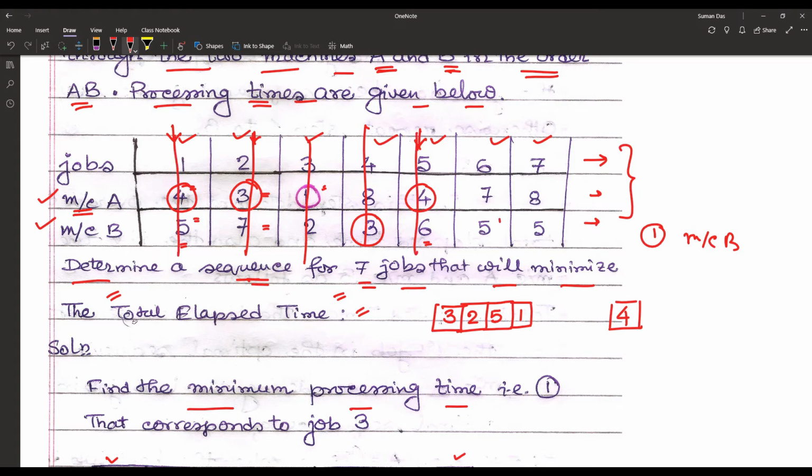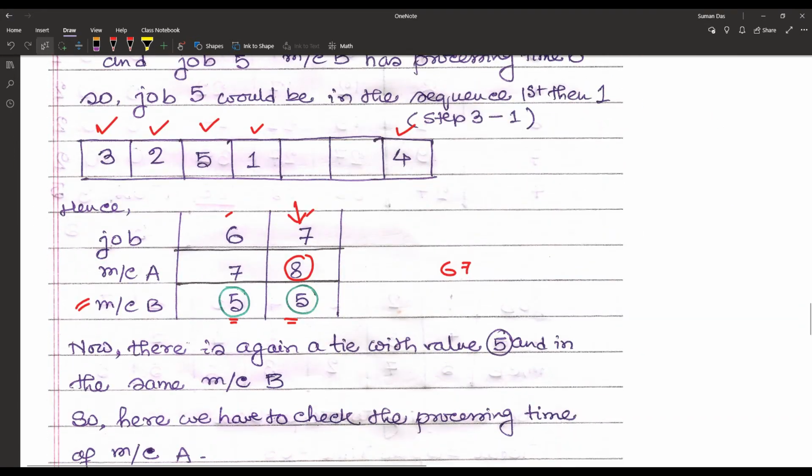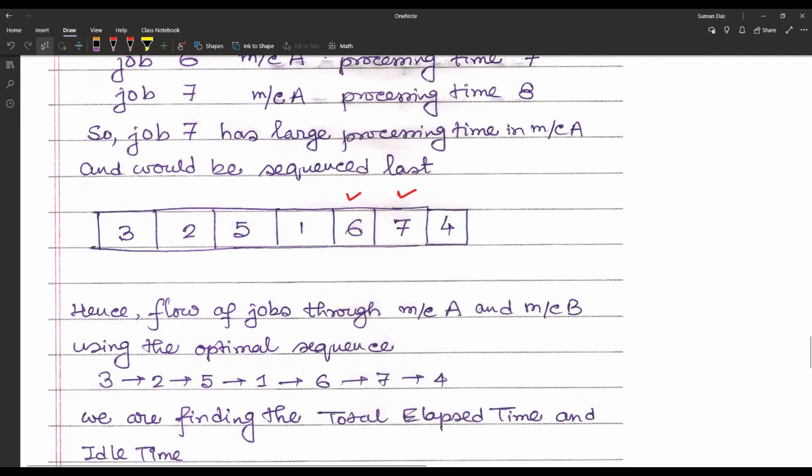Next processing time belongs to machine B. Now we have to choose which has the larger processing time for machine A. That one is the larger processing time for machine A. So job 7 must be written last, and then before that 6 comes. So that is our job sequence. The final job sequence is 3 to 2 to 5 to 1 to 6 to 7 to 4.